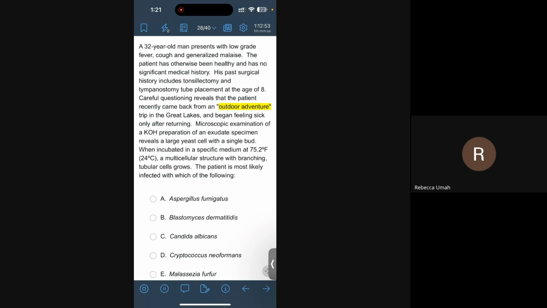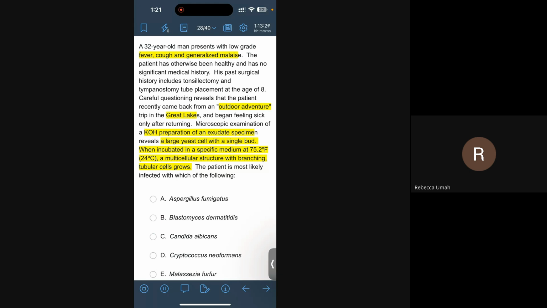Outdoor adventure, fever, cough, generalized malaise, Great Lakes. KOH, potassium hydroxide preparation, is used for what? For fungal infections. Okay, it shows a large yeast cell with a single bud. When incubated on a specific medium at 24 degrees, a multicellular structure with branching tubular cells grows. Dimorphic features. Okay.